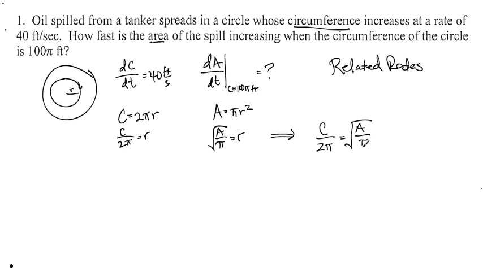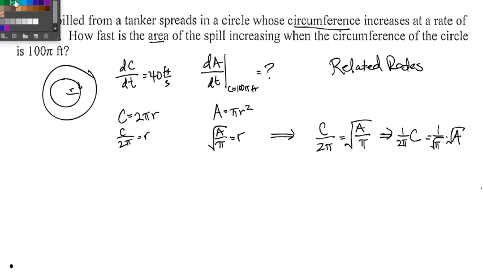Now, we're going to need to take the derivative of this, so I want to clean this up a little more to make it a little friendlier. 1 over 2 pi times C, so now we have a constant multiplied by a variable. Then we have 1 over square root of pi times square root of A. Okay, so I just rewrote this function.